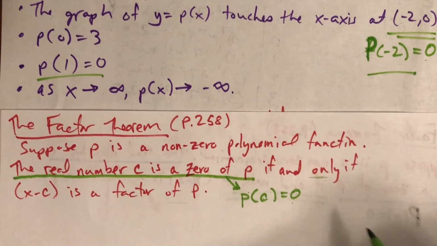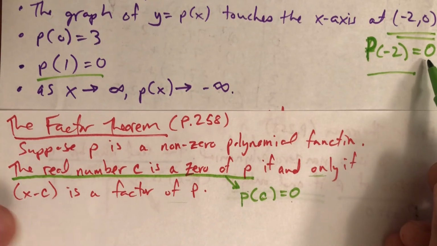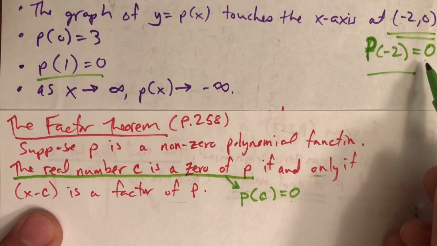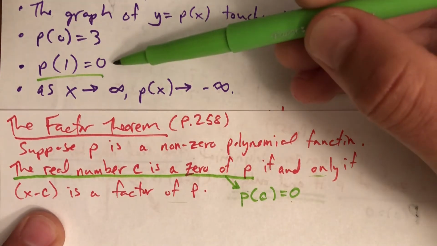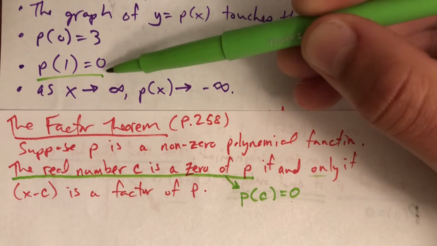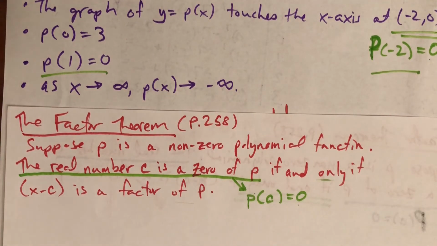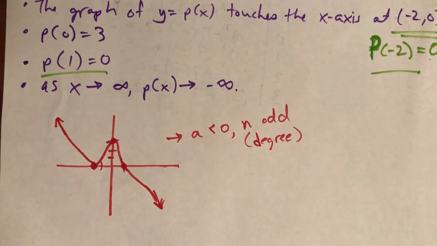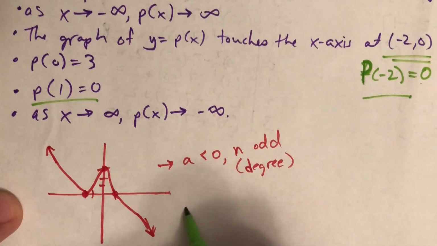So we can use this directly. We have that p of negative 2 is 0, so x minus negative 2 has to be a factor of p. We also have that p of 1 is 0, so x minus 1 has to be a factor of p. And now we can start directly constructing our polynomial, writing it out with the nice factors.